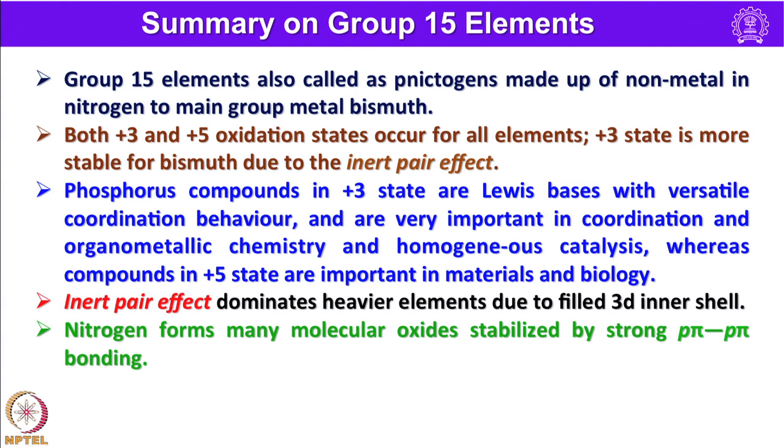And of course, group 15 elements are also called pnictogens, and they have nonmetal nitrogen to main group metal bismuth.